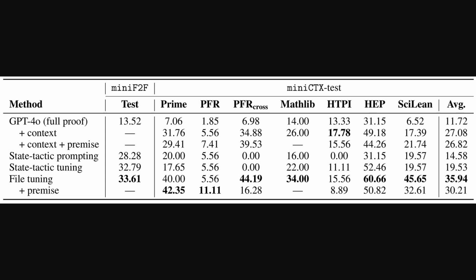Okay, so this next table really quantifies the impact of these different approaches. It compares various methods, including that file tuning and state tactic tuning we just talked about, across two different test setups, or benchmarks. We also see some methods here with plus premise. This refers to providing the AI with selected prior statements, or premises, that might be helpful for the proof. Now, looking at the miniCTX test benchmark, where context is vital, file tuning achieves an average proof success rate of nearly 36%. That's a big leap from state tactic tuning at about 19.5%, really showing how crucial that file context is.